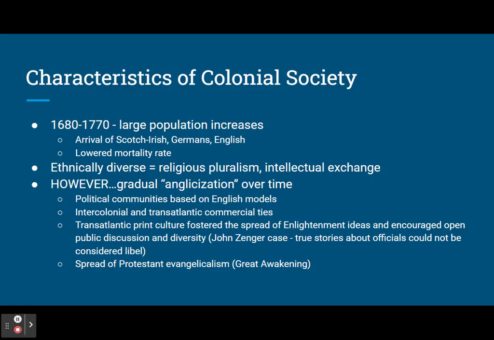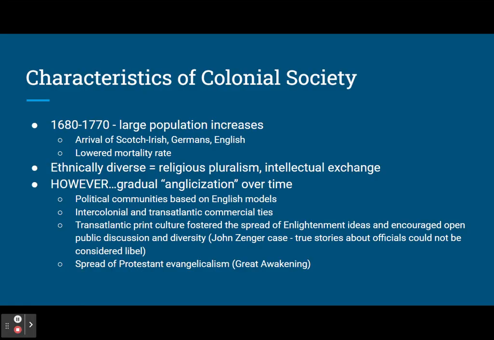We're also going to see further Anglicization thanks to intercolonial and transatlantic commercial ties. These tighter ties I mentioned in a previous video, the passage of the navigation laws. Even though they were often laxly enforced, it did help to tie the colonies pretty tightly to commerce with England. And this is going to increase the Anglicization of colonial society.